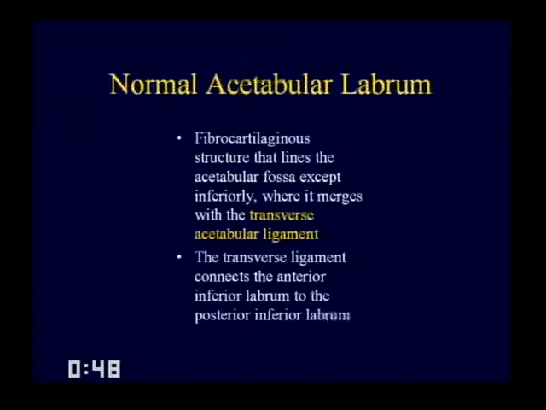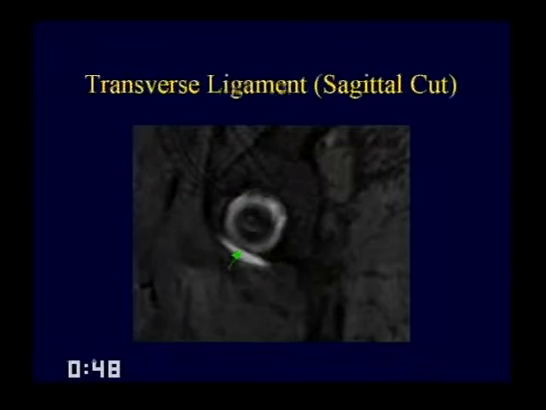Now, the acetabular labrum is this fibrocartilaginous structure that lines the acetabular fossa, except inferiorly where it merges with a ligament called the transverse acetabular ligament. So it's sort of an inverted U shape. And this transverse ligament connects the anterior inferior labrum to the posterior inferior labrum. Here's an example on a sagittal cut showing that transverse ligament.